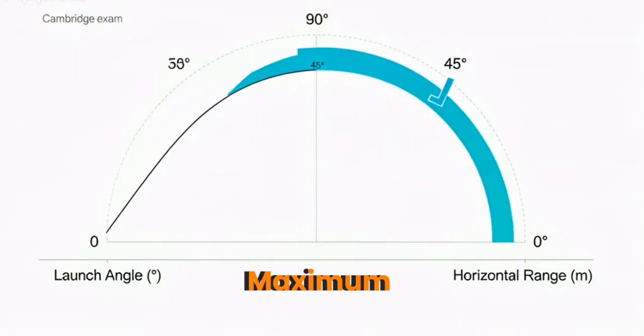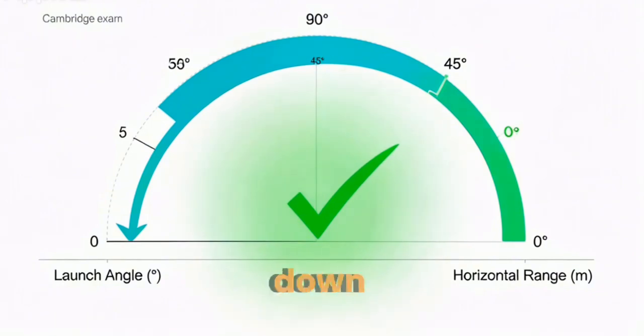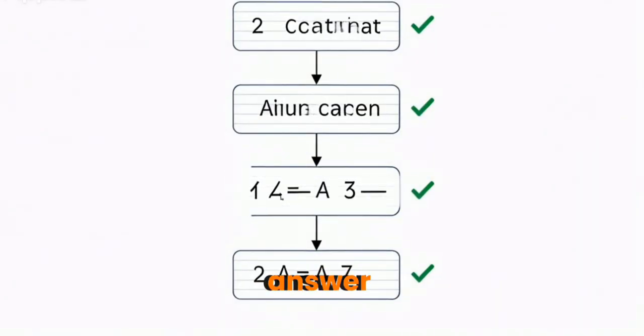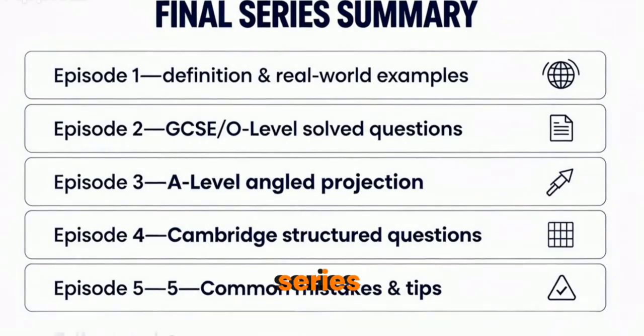Tip 5. Maximum range is at 45 degrees. Guaranteed exam fact. Write it down and never forget it. Tip 6. Show all working. Even if your final answer is wrong, method marks are available for correct formula selection and substitution. Never skip steps.